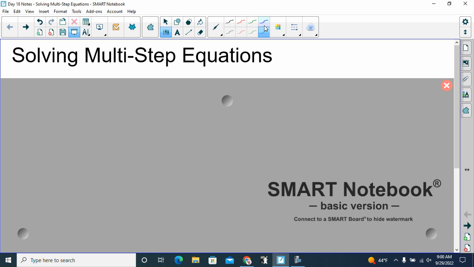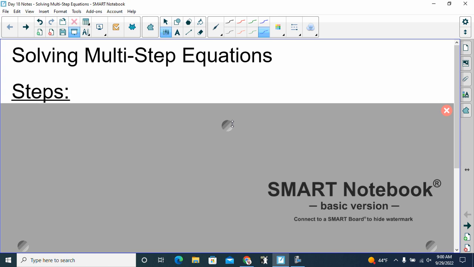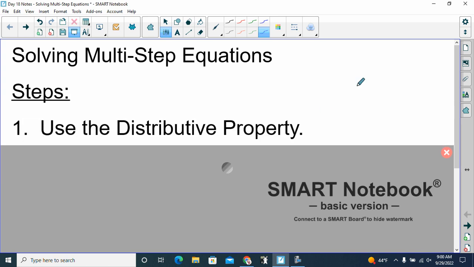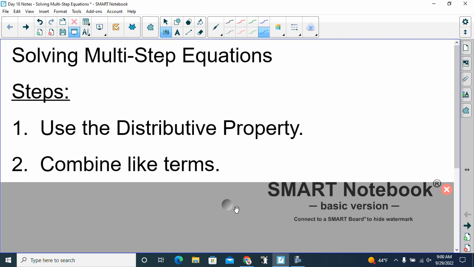So today's notes, again titled Solving Multi-Step Equations. The steps we're going to complete in this order are to first use the distributive property. So if I have a number that's out in front of a parenthesis, we want to start by distributing. Once we've done that, if we have any like terms, we want to combine them.